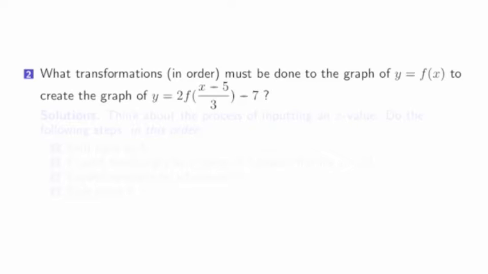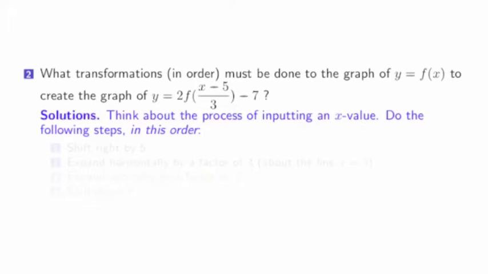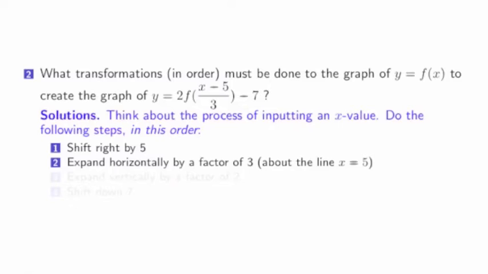What transformations, in order, must be done to the graph of y equals f of x to create the graph of y equals 2 times f of (x minus 5) divided by 3, minus 7? Let's think about the process of inputting an x value. We want to do the following steps in this order. When you plug x in, the first thing we do is subtract 5 from it, so we must be shifting the graph right by 5. After that, we divide the quantity by 3. Dividing on the inside by 3 is expanding horizontally by a factor of 3, about the line x equals 5 in this case. Multiplying by 2 on the outside means we expand vertically by a factor of 2, and finally subtracting 7 on the outside means we shift down by 7.